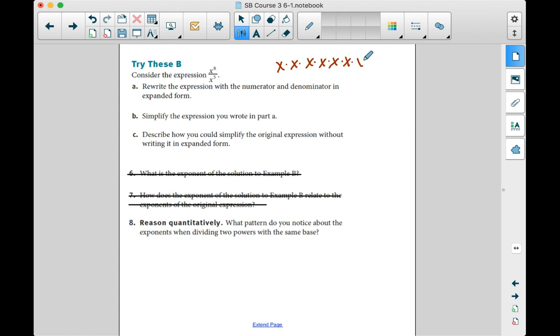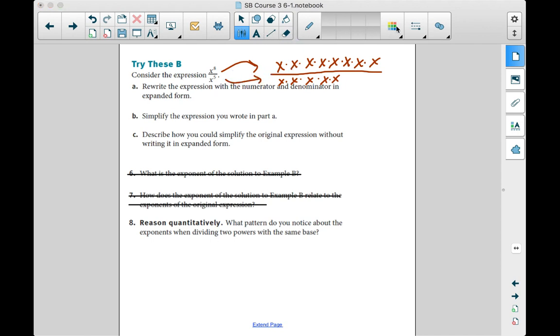6, 7, 8. Did I do that right? 1, 2, 3, 4, 5, 6, 7, 8. Yep. And then my denominator is x to the power of 5. So 1, 2, 3, 4, 5. All right, so there's my x to the power of 8 as my numerator, my x to the power of 5 as the denominator. Excellent.